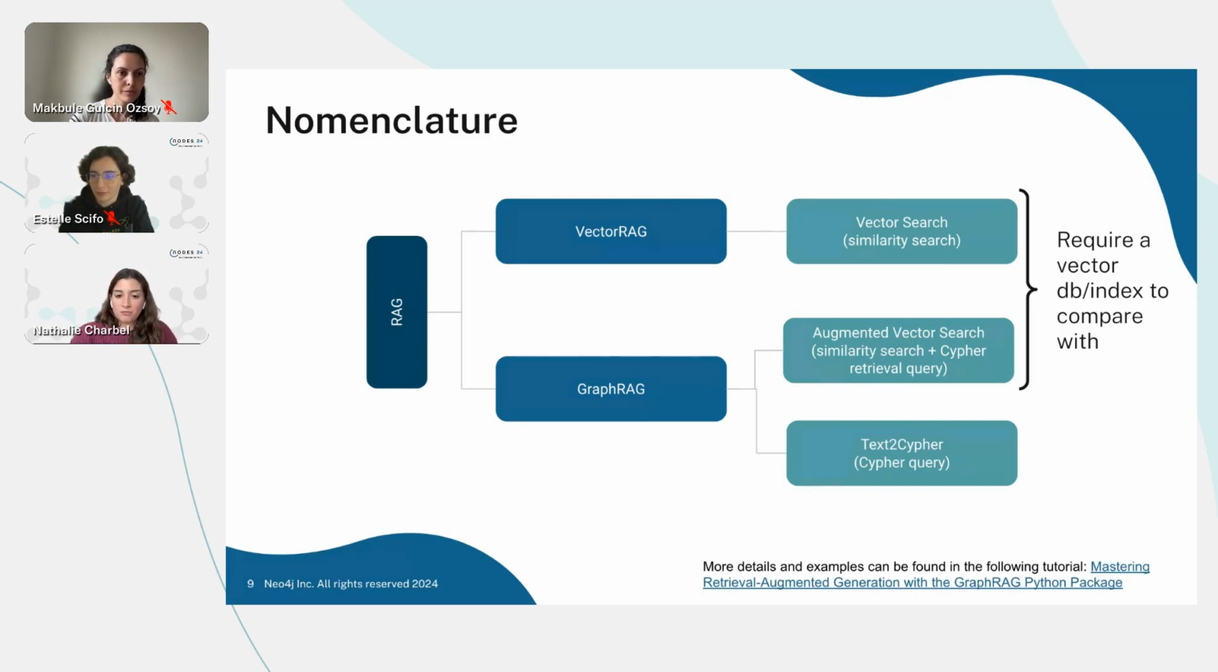The other strategy that is also considered a GraphRAG strategy is text-to-Cypher. Here you rely on text-to-Cypher to automatically translate a natural language query into a Cypher query. The Cypher query is executed on your graph, you get a subgraph, and you can concatenate information from the subgraph and provide it to the LLM to get better answers.